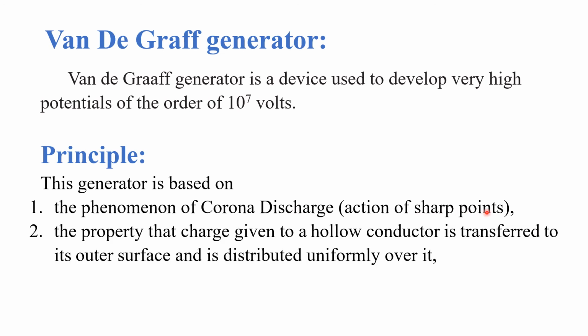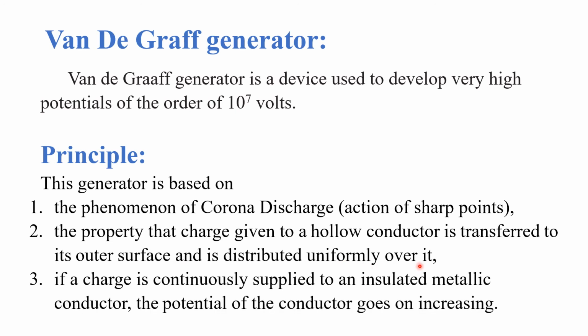sharp points. The property that charge given to a hollow conductor is transferred to its outer surface and is distributed uniformly over it. If charge is continuously supplied to an insulated metallic conductor, the potential of the conductor goes on increasing. In short, if we continuously supply charge to a metallic conductor, then its potential rises. So this is the principle of the Van de Graaff generator.